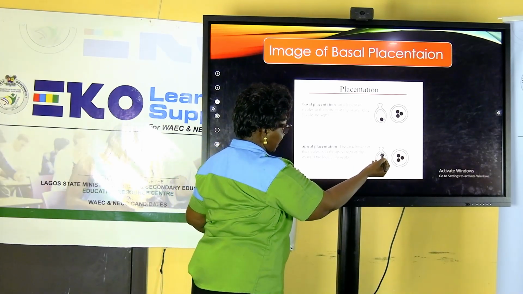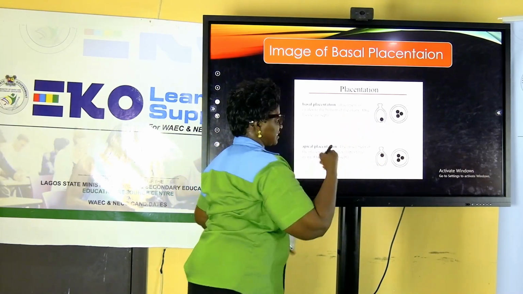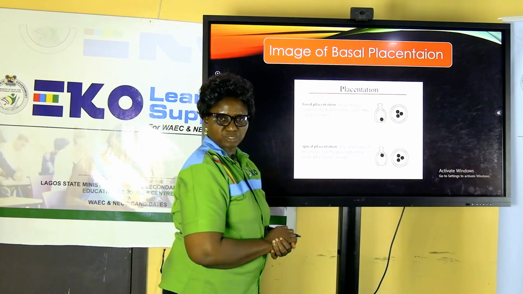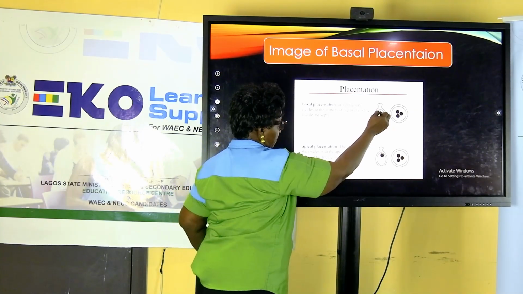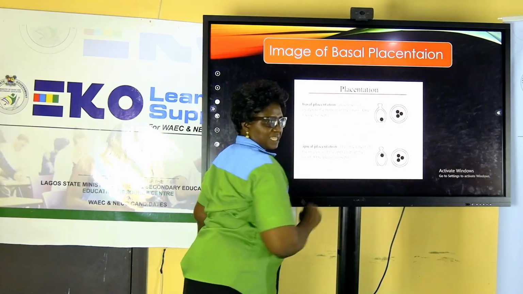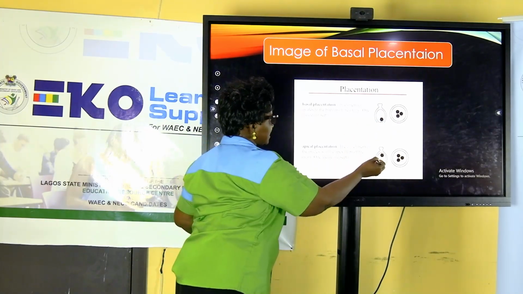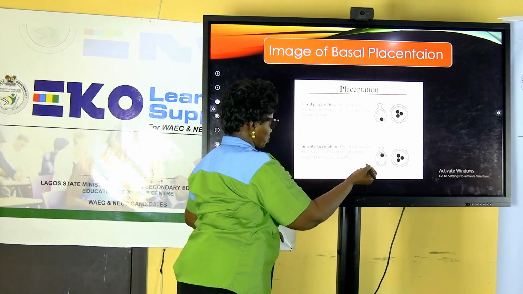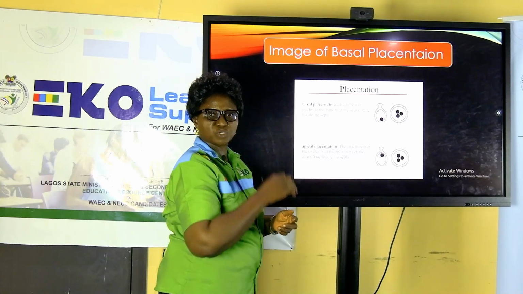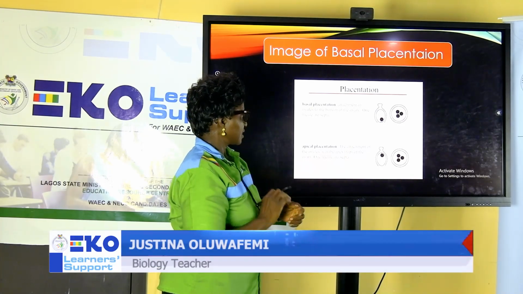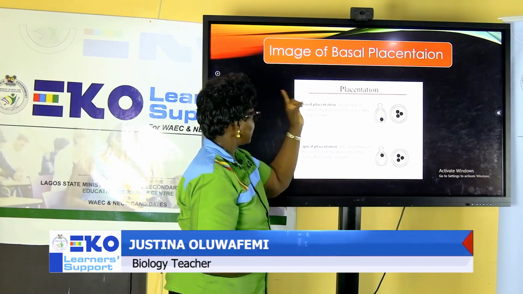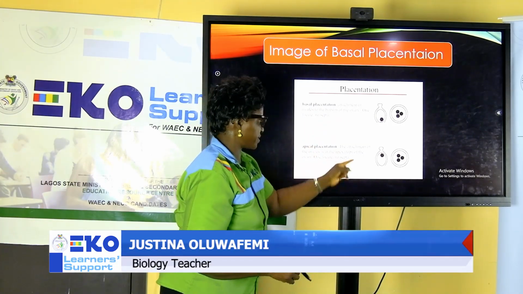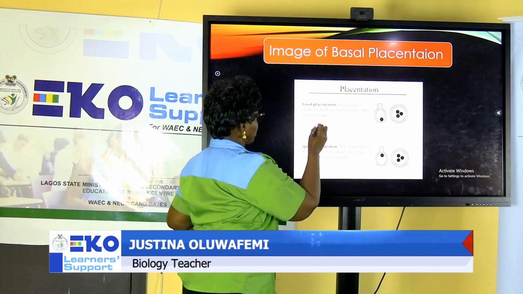Can you see this? Is there any difference between this and the two structures on the screen? This occurs, the placentation, the ovule here is attached towards the base. And in this case, you have the ovule attached where? Towards the apex, the topmost part of the ovary. So this type, we call it what? Basal or apical placentation.